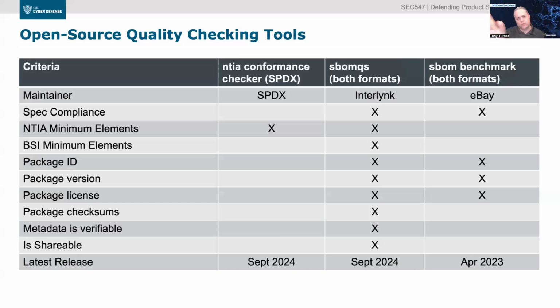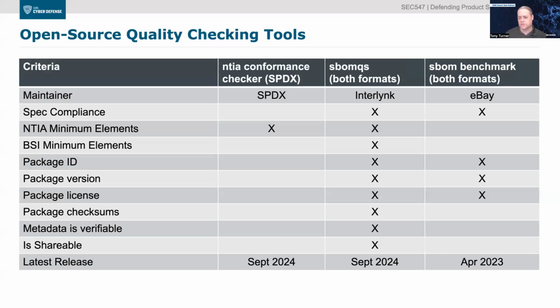But I want to go through some of the criteria very quickly on what SBOM QS captures. I think it's super interesting. Obviously, it's important that when we say spec compliance, we're really talking about, is this a valid CycloneDX? Is this a valid SPDX? Does it meet the schema requirements for the JSON or XML document that we're looking at?